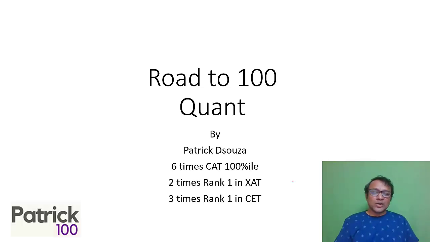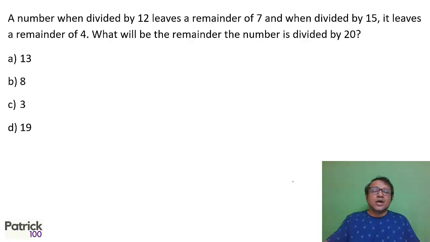Hi, so we're looking at Road 200 Quant videos. A number when divided by 12 leaves a remainder 7, and when divided by 15 it leaves a remainder 4. What will be the remainder when you divide by 20?